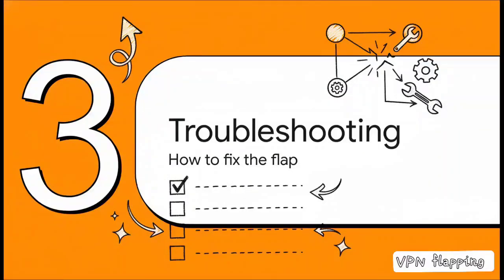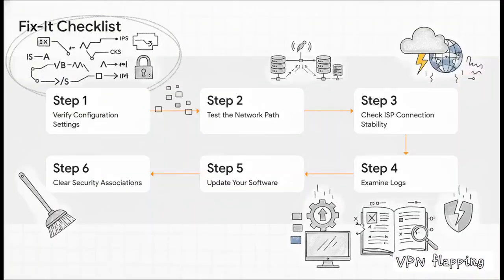Okay, so we know the what and we know the why. Now let's get to the most important part. How do you actually fix it? Let's walk through a checklist of things you can do to solve this. Always start with the simple stuff. First, just double and triple check all your configuration settings, your IPs, your subnets, the encryption methods, all of it. If that all looks good, then it's time to test the network path. You can use handy little tools like ping and traceroute to look for packet loss.